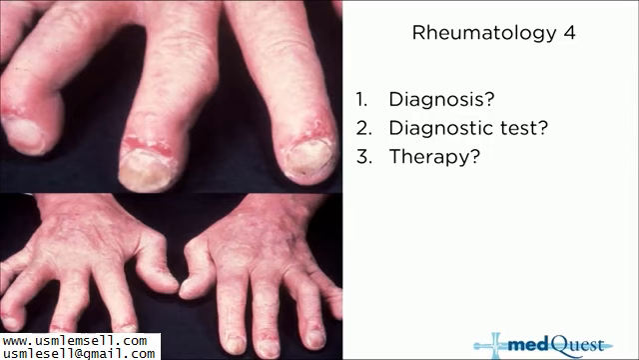it is psoriatic arthritis. So psoriatic arthritis is one of the seronegative spondyloarthropathies. Ankylosing spondylitis, reactive arthritis, formerly Reiter syndrome, psoriatic arthritis. There's no blood test. That's why it's called seronegative. No rheumatoid factor, because it's called seronegative.